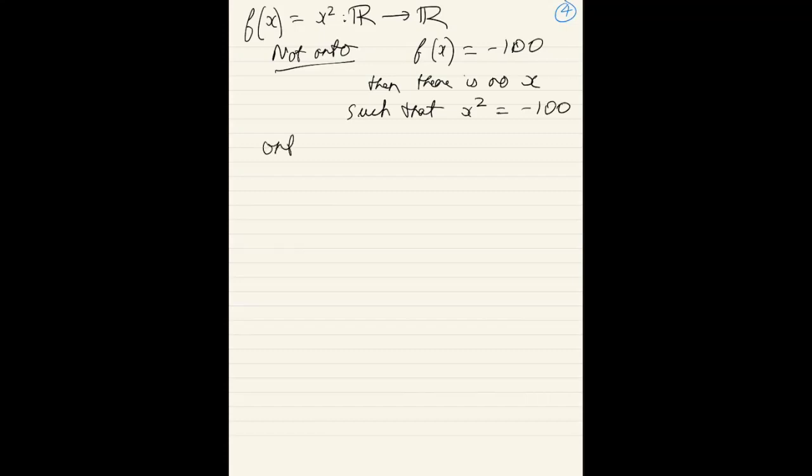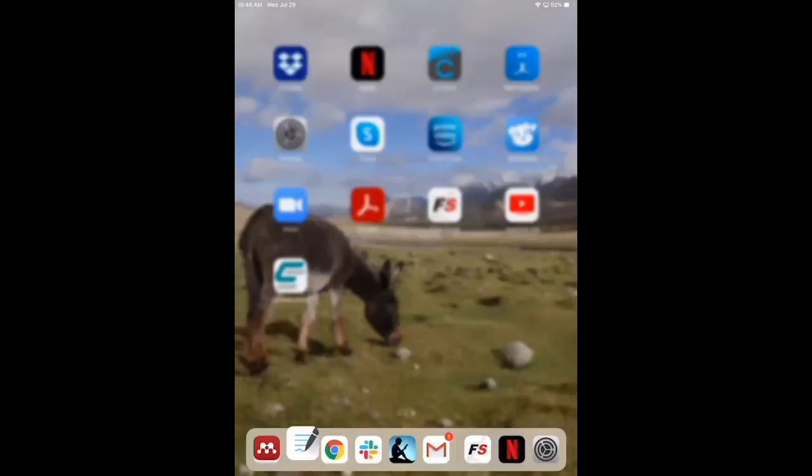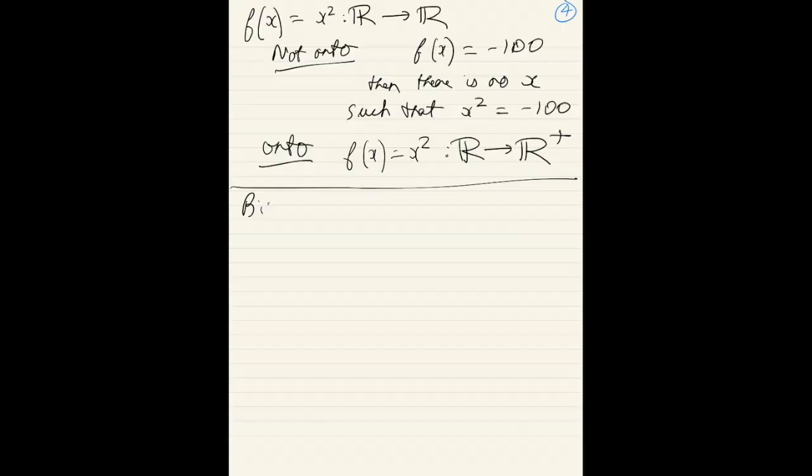And we can make it onto if we say f of x is equal to x squared going from R to only positive real valued numbers. Then for any positive real valued number, you have its inverse that exists. So that's our onto or surjective. The third one, which is bijective, is actually really simple. It is 1:1 and onto.